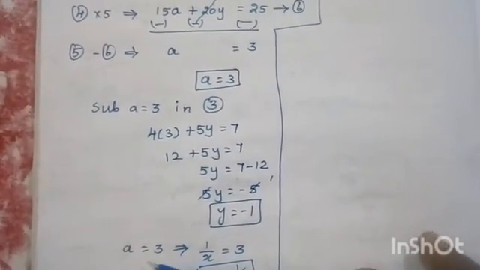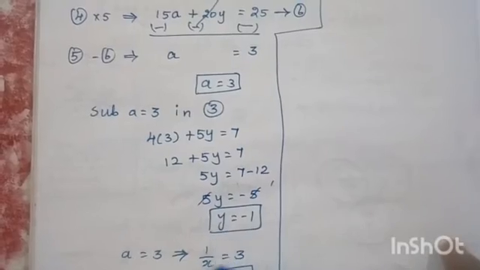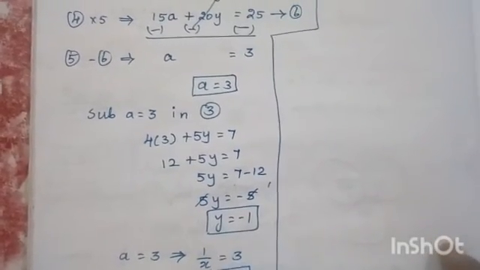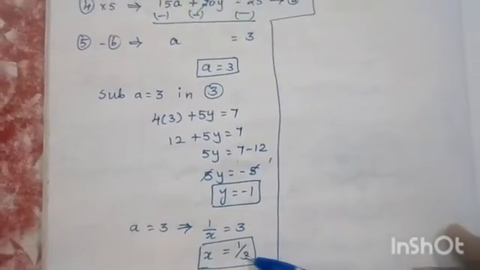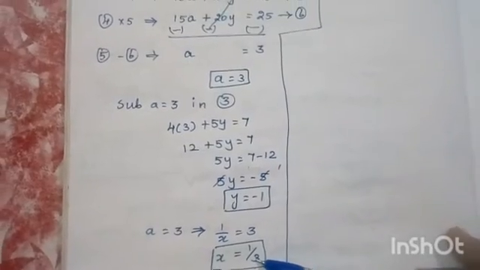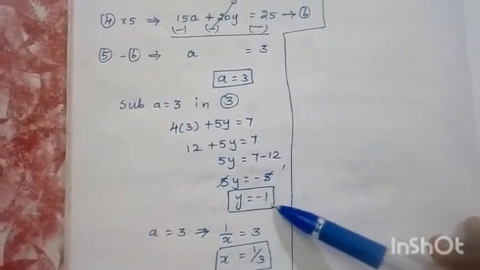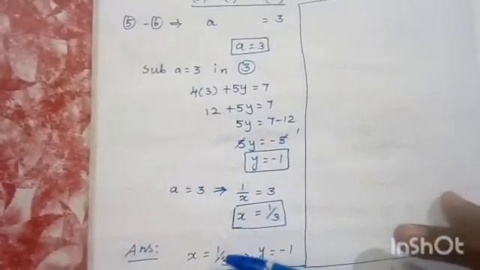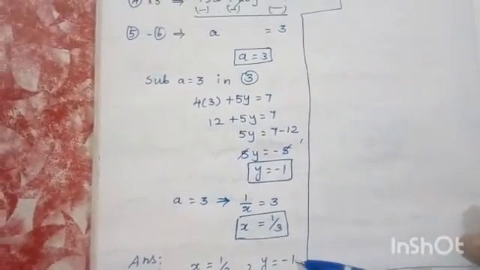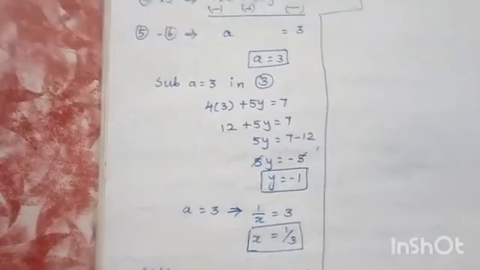A equal to 3. A we assumed as 1 by x. So 1 by x equal to 3. So x equal to 1 by 3. Y value is minus 1. So x equal to 1 by 3, y equal to minus 1. So the answer: x equal to 1 by 3, y equal to minus 1.